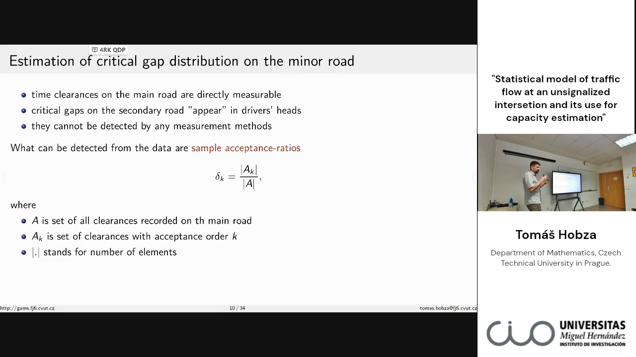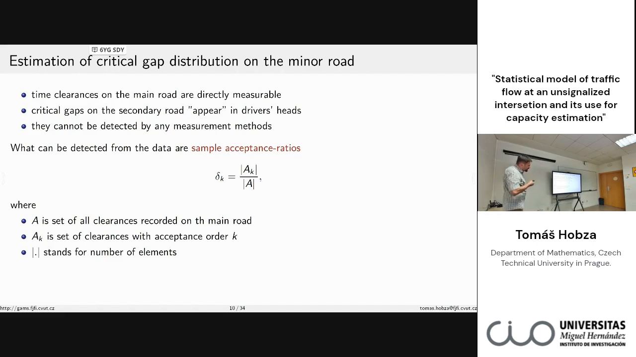Why? Because we can measure that the driver accepted a clearance of 5 seconds. But we do not know what his limit was. If it was 7 or 3 or 2, we do not know. So we measure only that he needed 5 seconds to enter, but we do not know his limit, the critical gap. So it is not possible to measure this. So how to estimate the density?